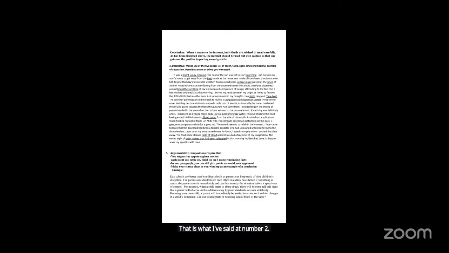Number 3, in another paragraph, you can still give points on your opponent's side. Let's say my side, day schools are better. I'm supporting day schools are better. So for each point that speaks to day schools being better, what will I do? I will expound on a point, a paragraph. Then I'll still go back and say, I'll still try and reason like my opponents.